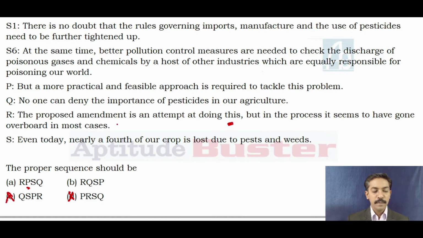The proposed amendment is an attempt at doing this, but in the process it seems to have gone overboard in most cases. And P says, but a more practical and feasible approach is likely to tackle this problem. Which problem? Probably the problem of restricting the use of pesticides. Makes sense. So RP makes sense. Thereby answer is option A.